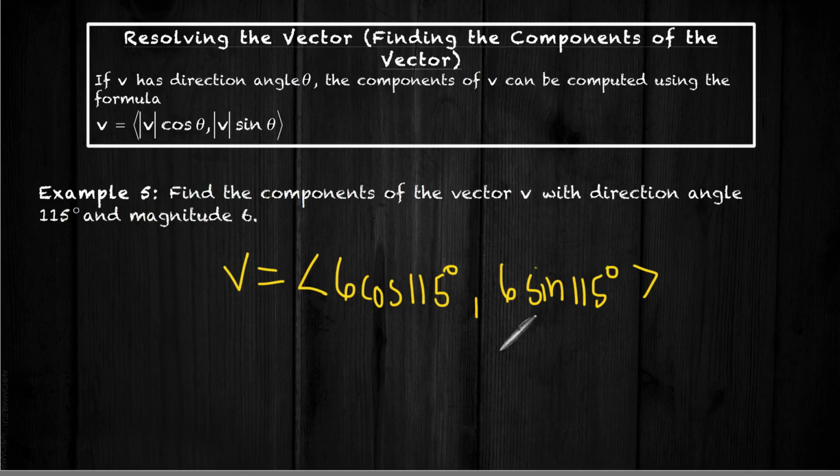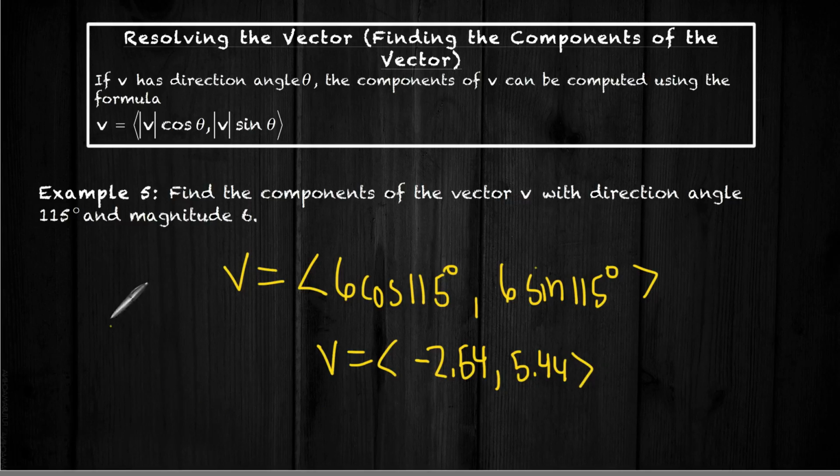If we type that in our calculator, we get the vector v equals negative 2.54 and 5.44. Make sure your calculator is in degrees. That makes sense because if we have this vector and it is going in the direction of 115 degrees, we know that that is in the second quadrant. That's somewhere over here. And it makes sense that you would have to go left, which is negative, and up, which is positive for your y.